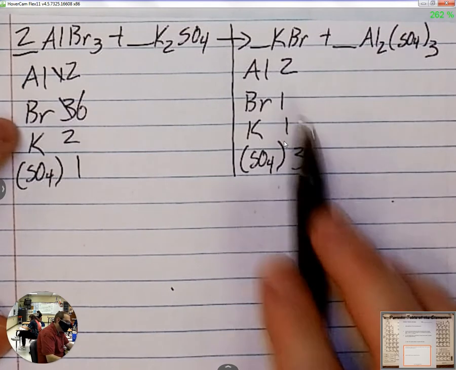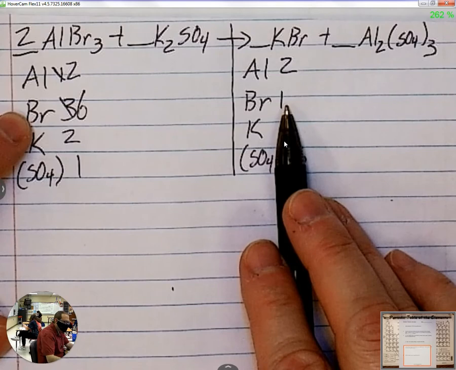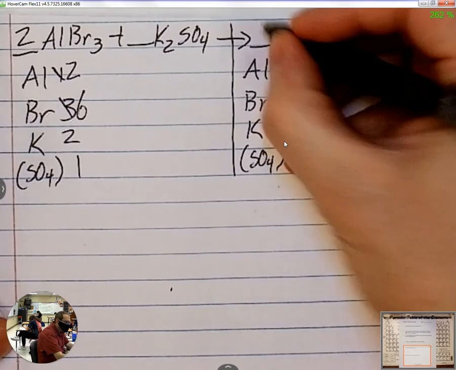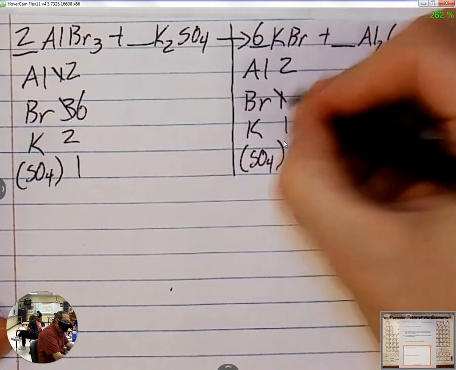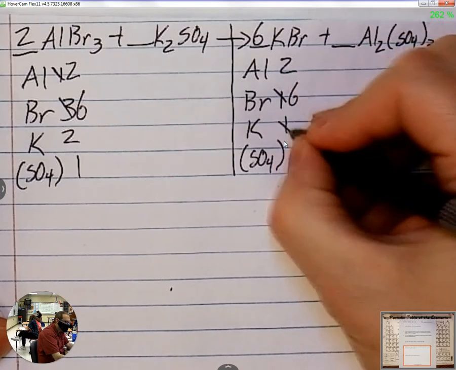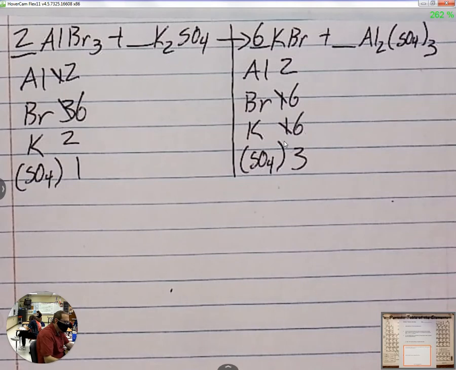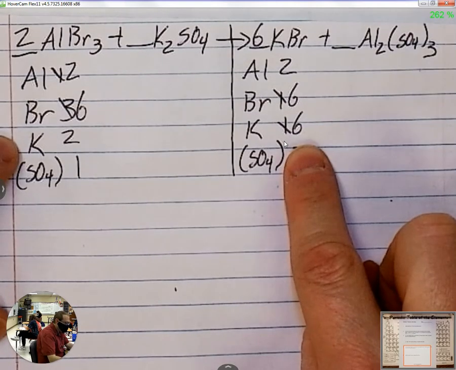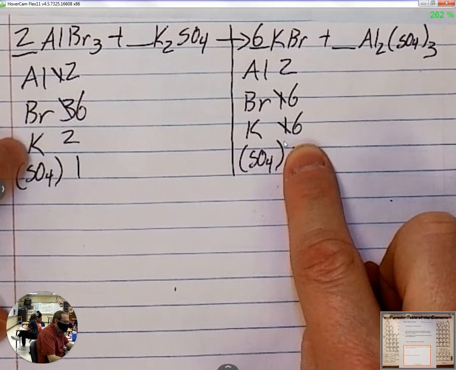Where do I need more, left or right? Okay, so there's bromine out on the field. What needs to go in that blank? 6. That gives me 6 bromines. It also gives me 6 potassiums. Okay, 2 down. Okay, the potassiums. So I need more on the left.